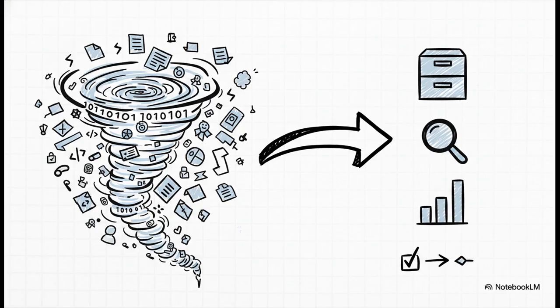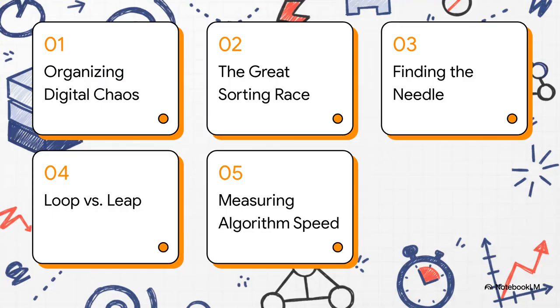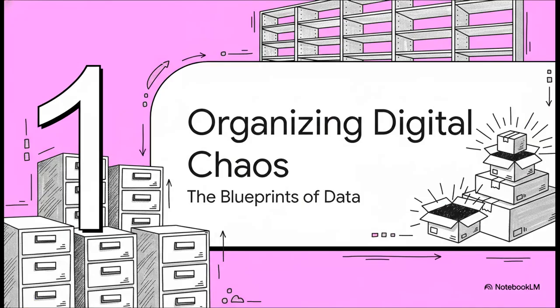And the tools they use to do that? Well, that's exactly what we're going to break down today. So here's our game plan. First, we'll look at the blueprints for organizing all that data. Then, we're going to hold a great sorting race to see which methods are fastest. After that, we'll see how to find a needle in a digital haystack, compare two very different ways of solving problems, and finally, we'll learn how computer scientists actually measure an algorithm's speed. Let's get into it.